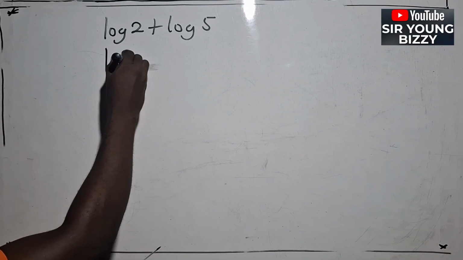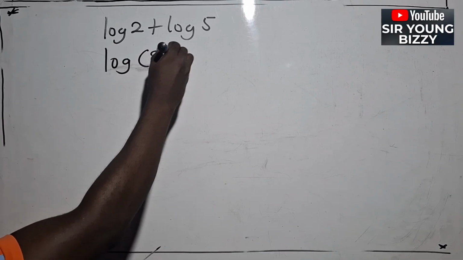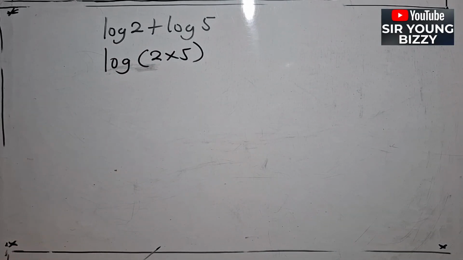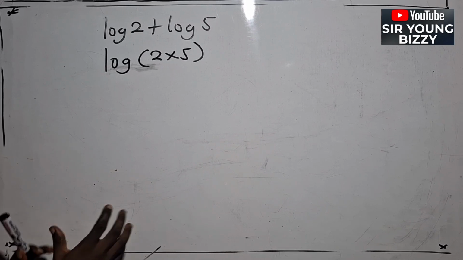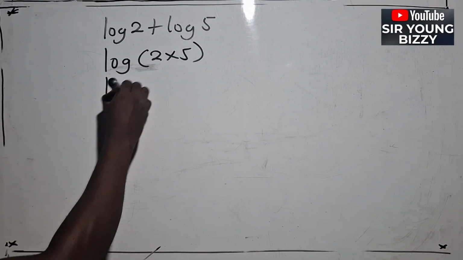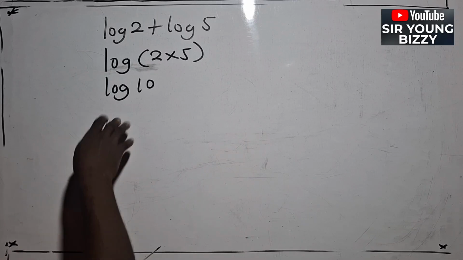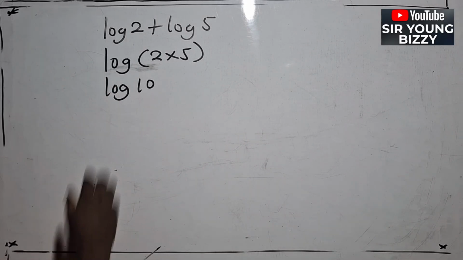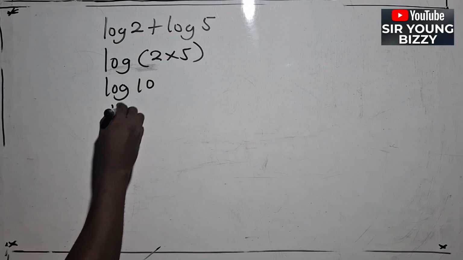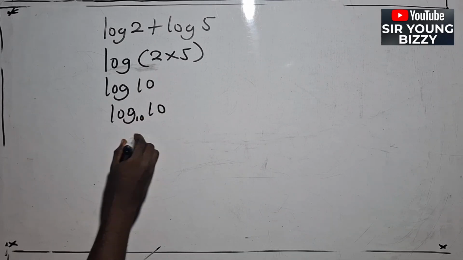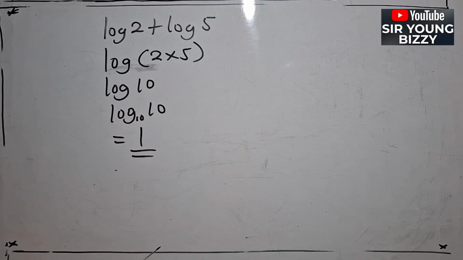Now this law says that we can solve log 2 times 5. We are expressing it as a single log, which will give us log 10. And I've told you the log without a base is base 10, so this is the same as log to the base 10 of 10, for which the answer is 1. Anytime you punch log 10 on the calculator, the answer gives you 1. So this is very simple. This is how we solve the first question.